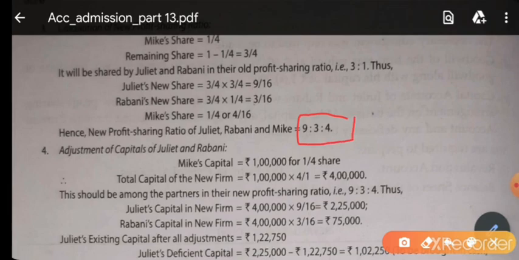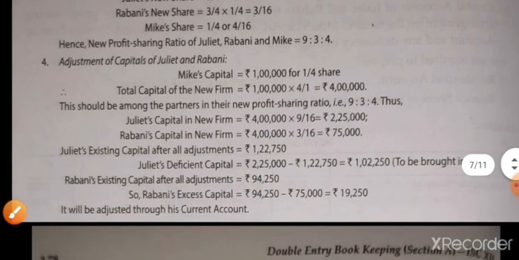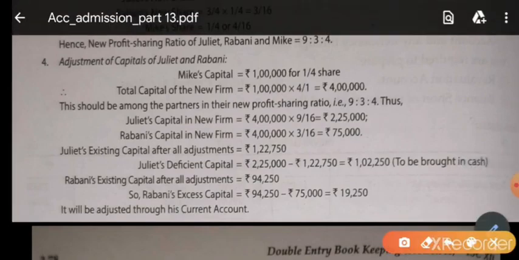So the first step is to calculate the new ratio correctly. Now the second step is to calculate the total capital of the firm. So how do we calculate total capital? The new partner's capital is 1 lakh and the new partner's share is 1/4. So multiply 1 lakh by 4/1. You can see it is done in the next line: 1 lakh multiplied by 4/1. So this is the total capital, 4 lakh, and then we divide the total capital in the new ratio.